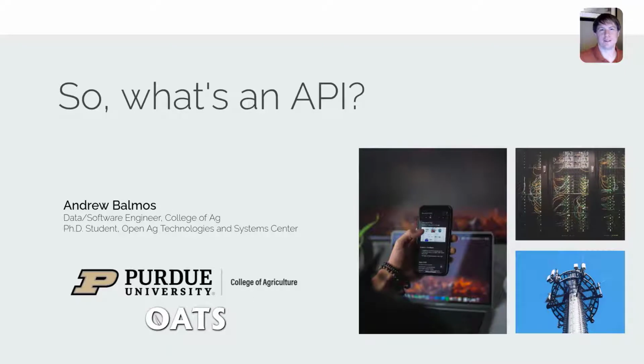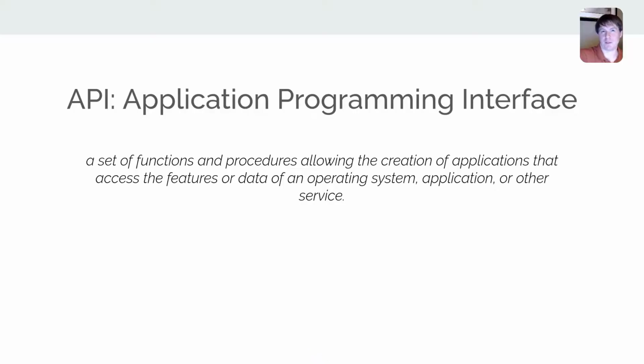So the question is, what's an API? Well, one thing we can do is look up its definition. Here's one: a set of functions and procedures allowing the creation of applications that access the features or data of an operating system, application, or service.